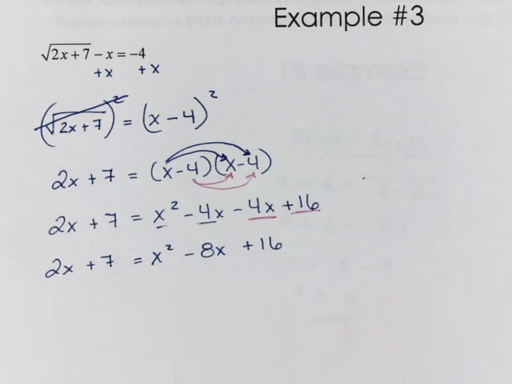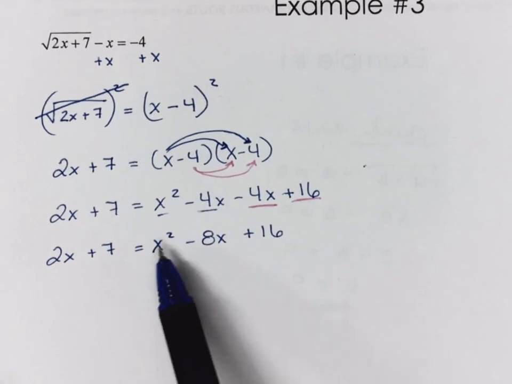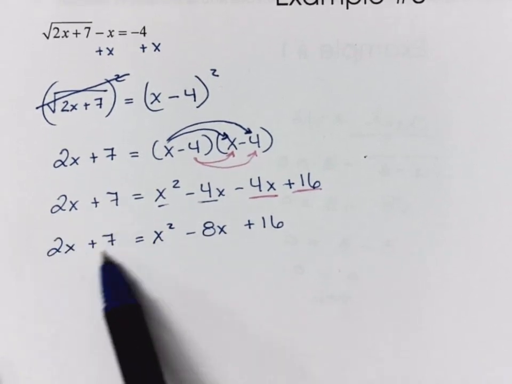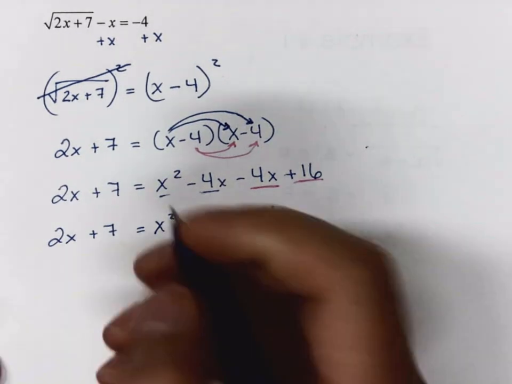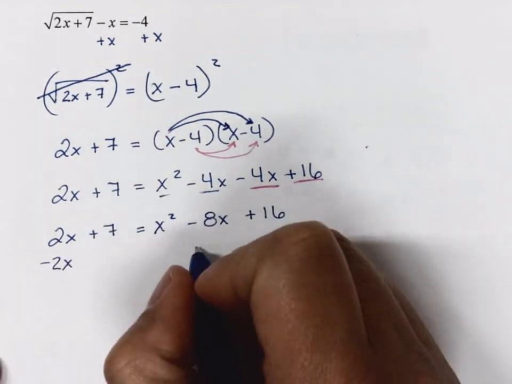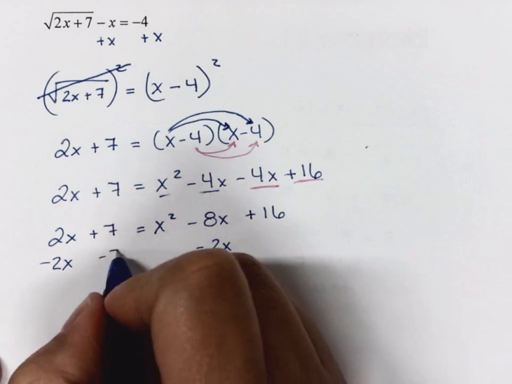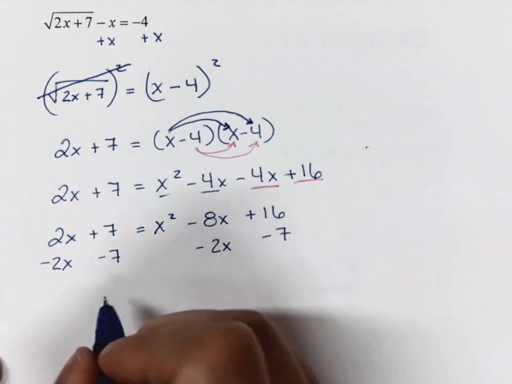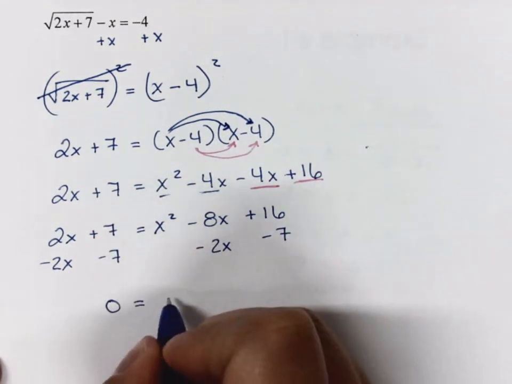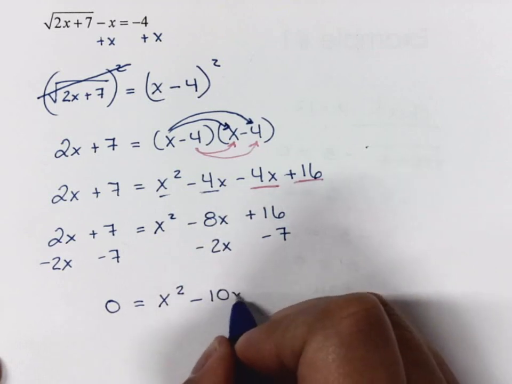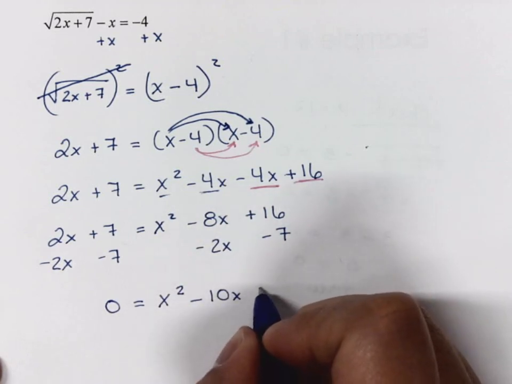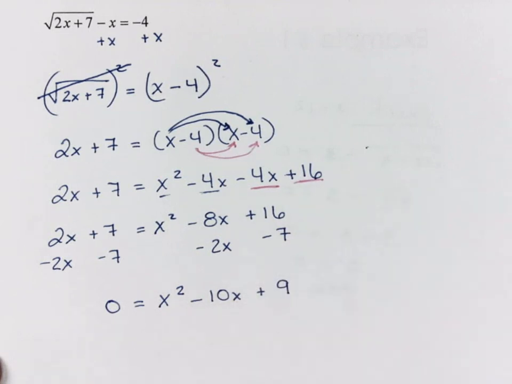So I got to set it equal to 0. So that means my x squared is positive. So I'm going to bring the stuff on the left-hand side to the right-hand side. So I'm going to minus 2x. I'm going to minus 7. So I'm going to be left with 0 on the left-hand side, and then x squared minus 10x plus 9. Hopefully I did that right.